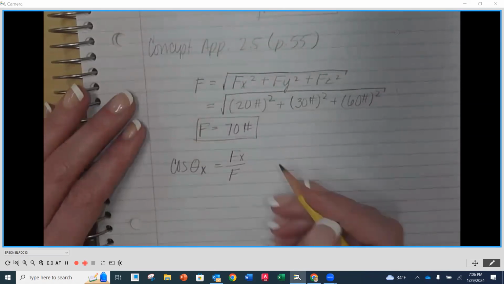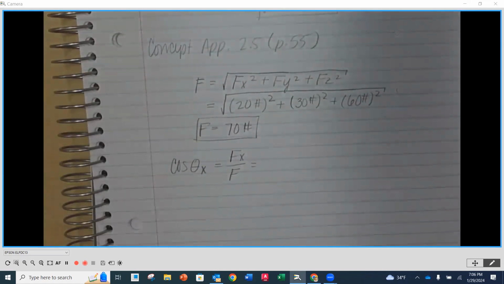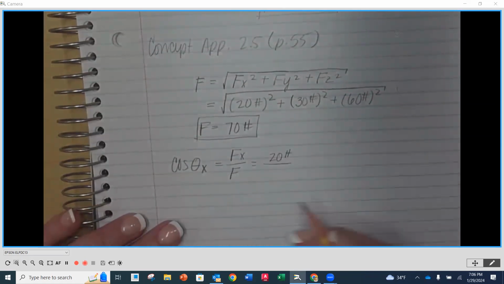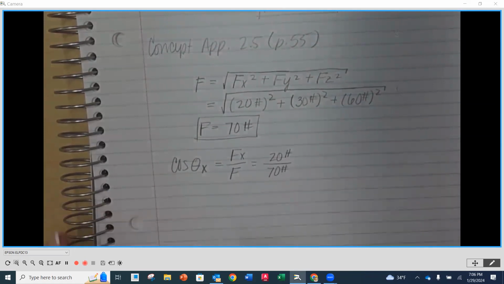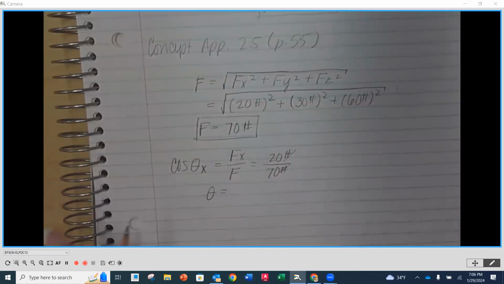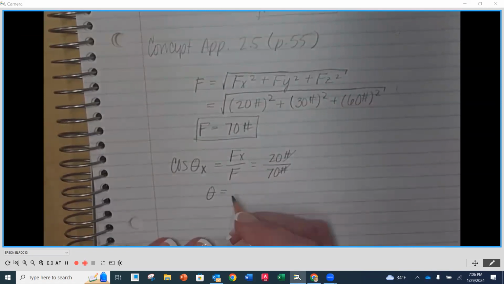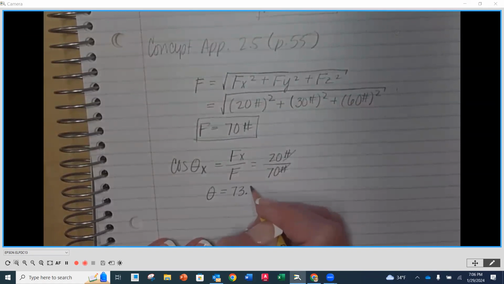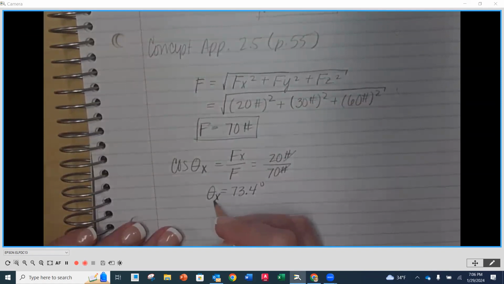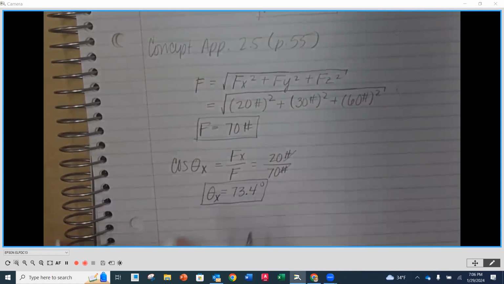Okay. And I know my Fx, it was given in our problem. I should have written it here. I usually like to do that, but it was given in our problem as 20 pounds divided by 70 pounds. Make sure you put your units in here, cancel them top to bottom. And then we're going to take 20 divided by 70, and we're simply going to do the second function cosine inverse, and that's going to be 73.4 degrees, which is what the book has for theta X. Make sure you put the X there. Okay.